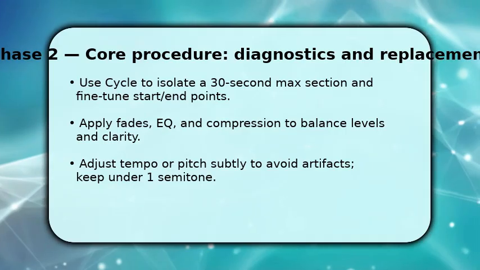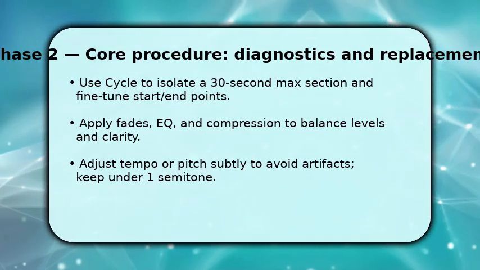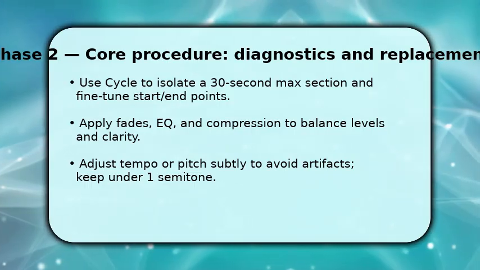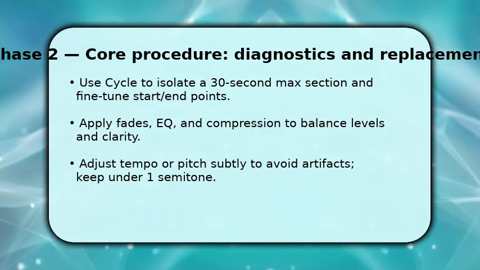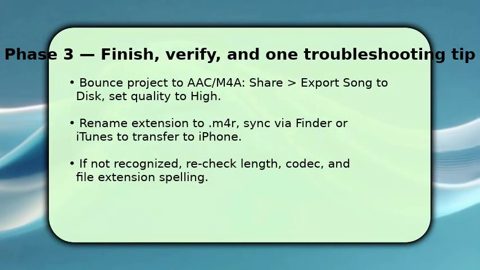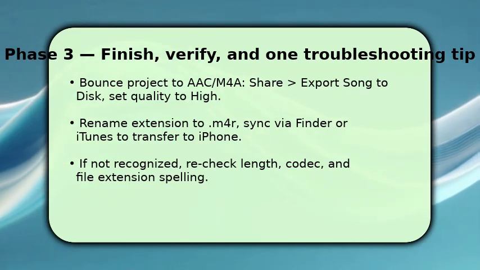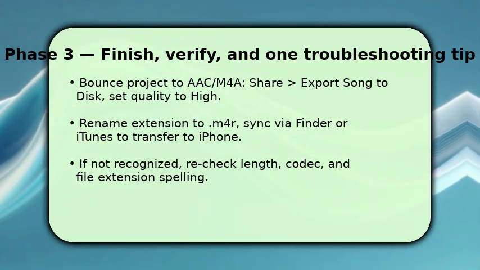If pitch or tempo needs tweaking, change it very slightly. Make sure to preview on headphones and phone to catch artifacts, because subtle edits preserve natural tone while keeping loudness consistent. You finish by bouncing the selected region, use Share, Export Song to Disk, and choose AAC at high quality, because the phone needs that codec.